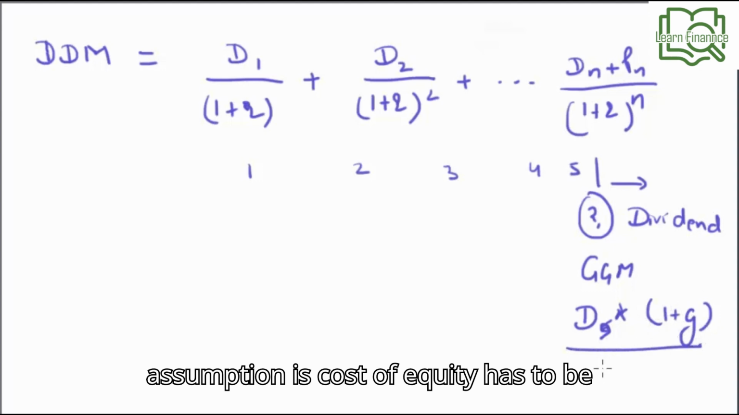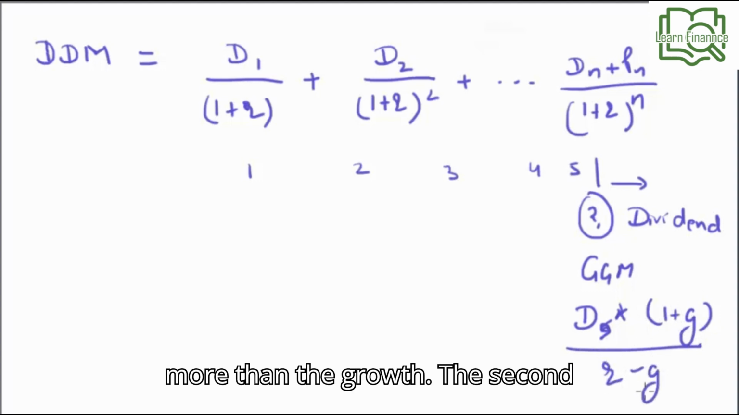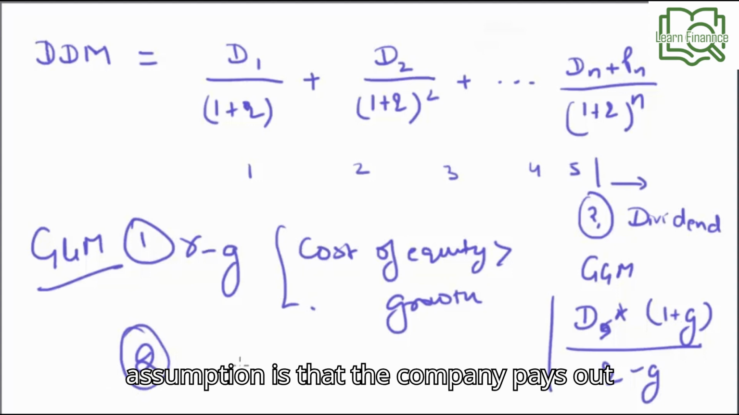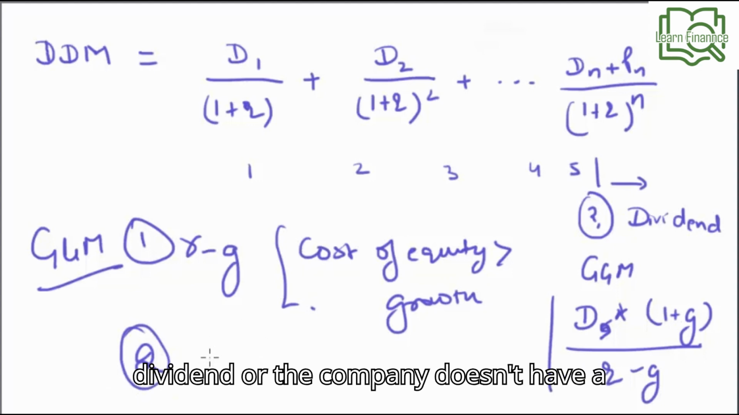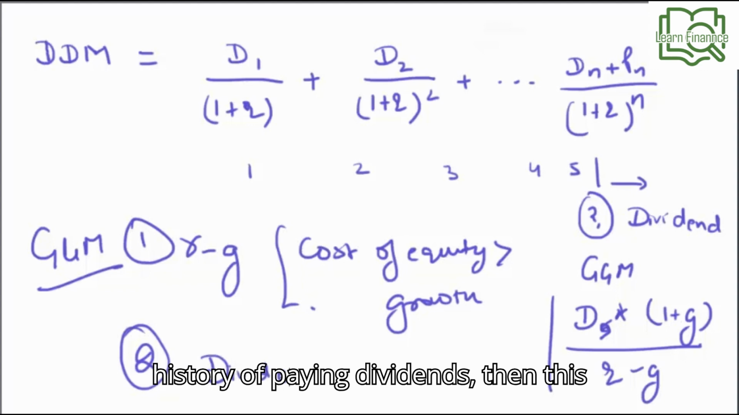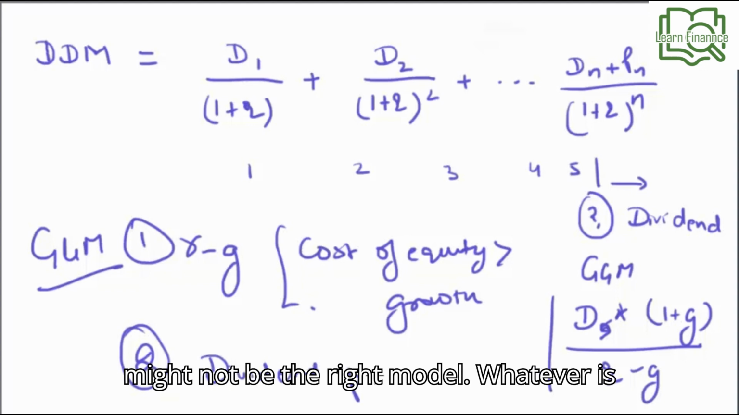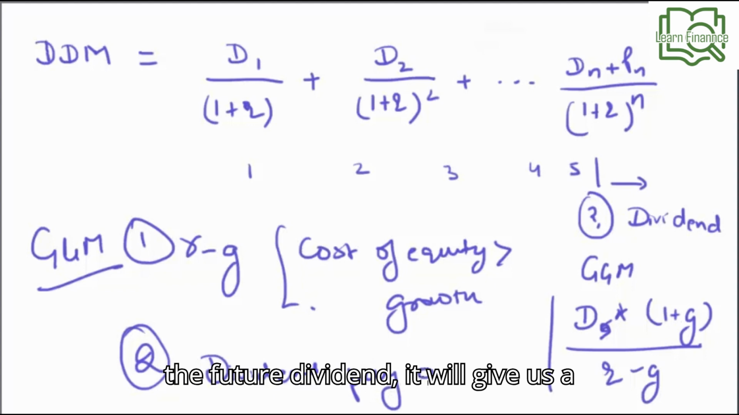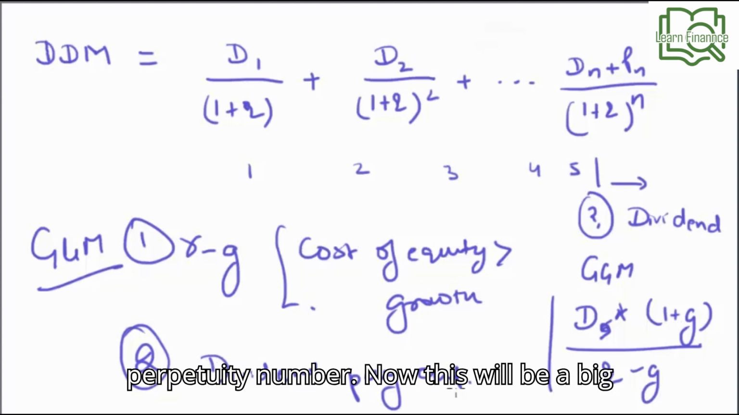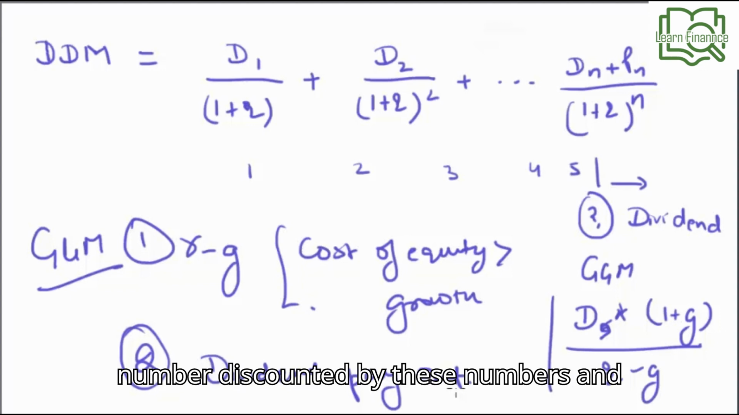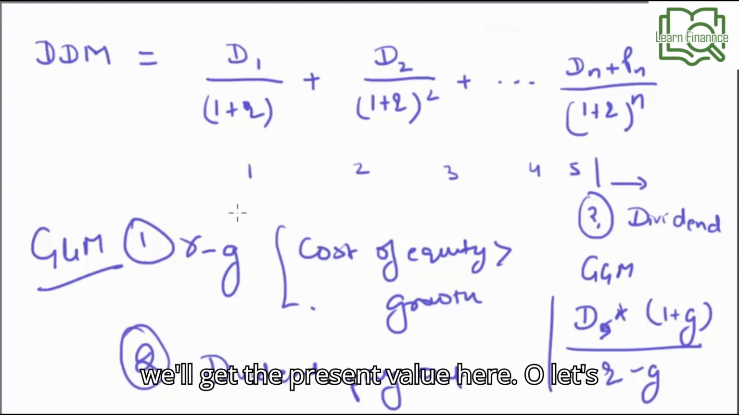The first assumption is that the cost of equity has to be more than the growth. The second assumption is that the company pays out dividends. If a company doesn't pay out dividends, or doesn't have a history of paying dividends, then this might not be the right model. Whatever the future dividend is, it will give us a perpetuity number here. This will be a big number. We discount it by these numbers, and we'll get the present value here.